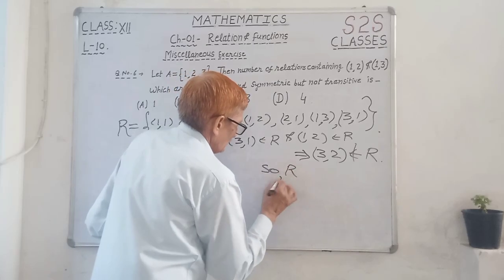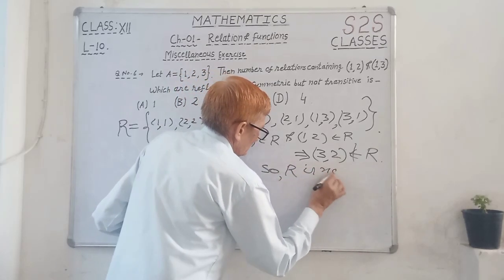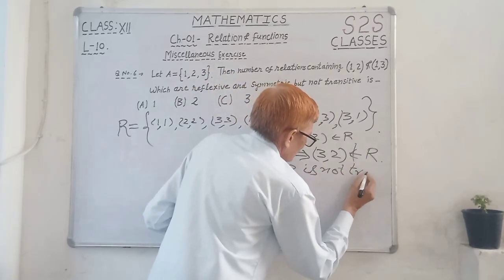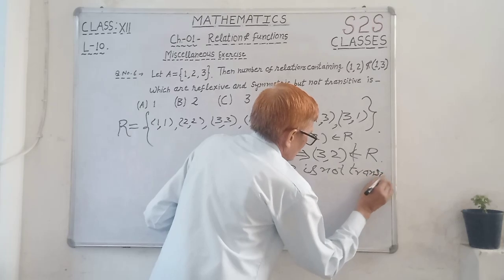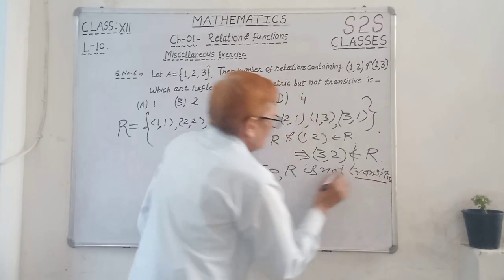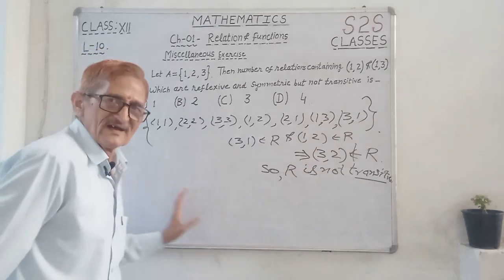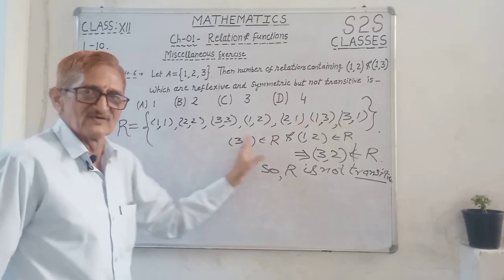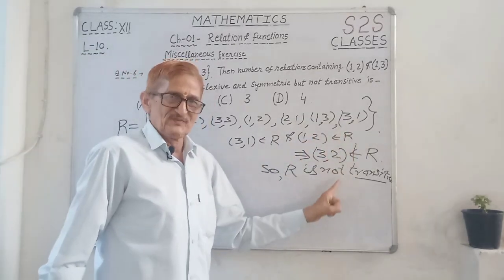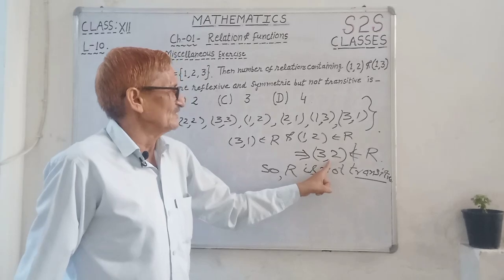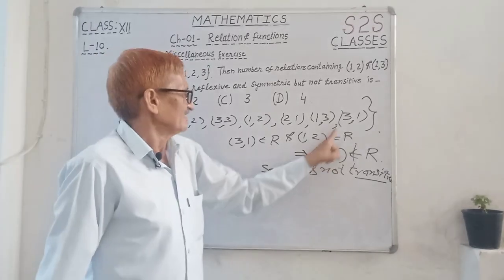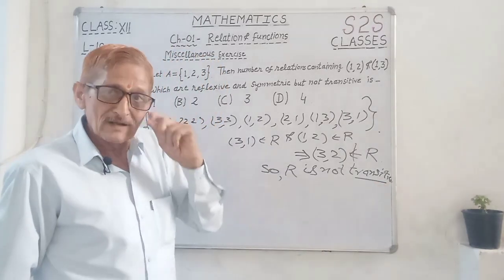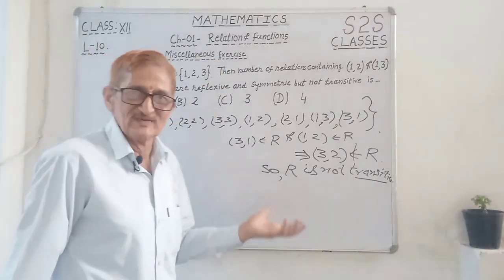So R is not transitive. Going forward, this is required for the reflexive, this is required for symmetric, the minimum requirement. And after that, if going forward you write this (3, 2), then it will be transitive, and if you write (3, 2), then (2, 3) is required for symmetric. Okay, then all elements will be completed, so it will be transitive then.